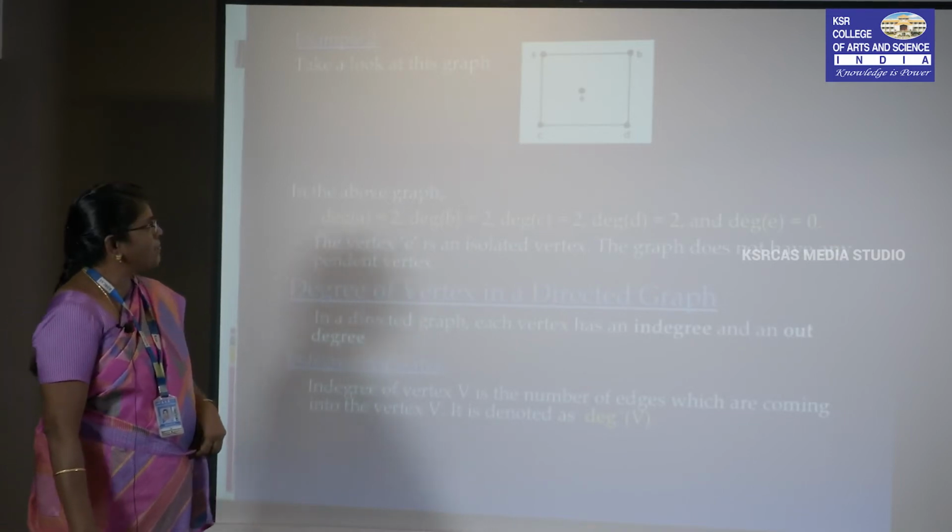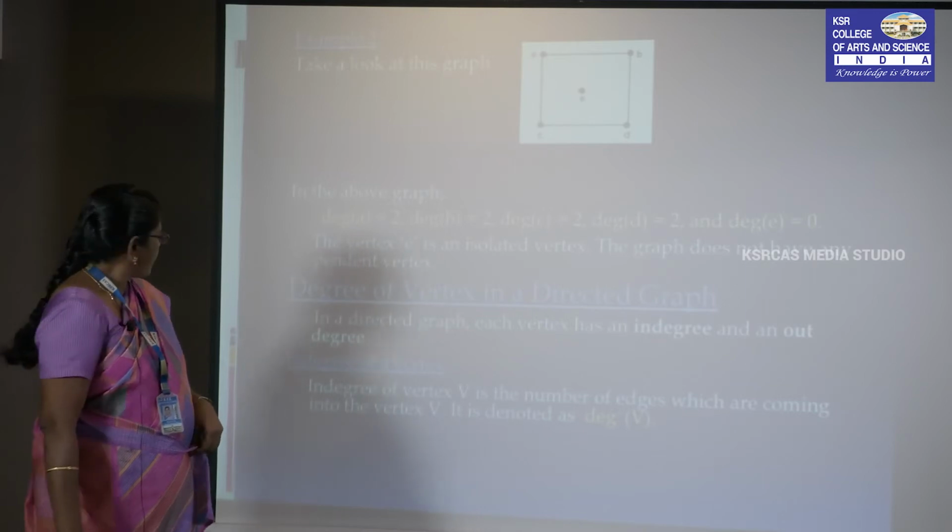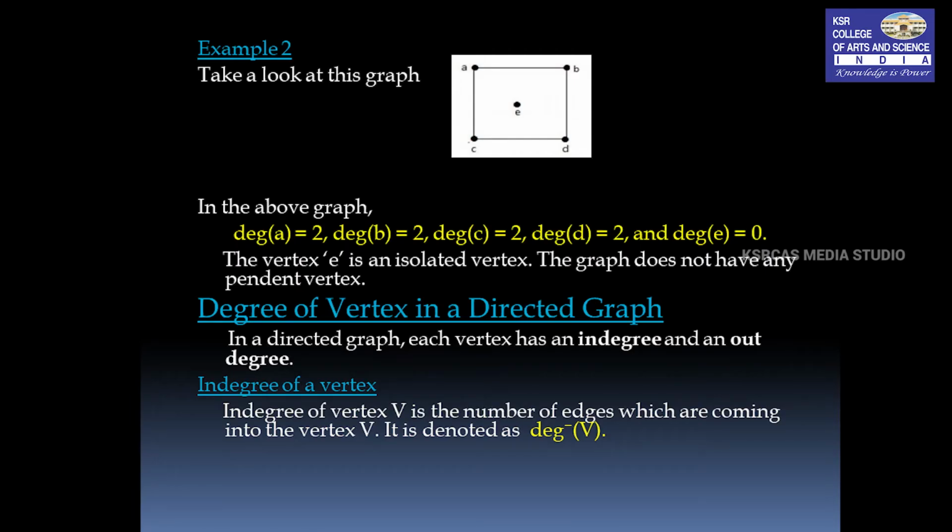There is no pendant vertex in this graph. Degree of a vertex in a directed graph. In a directed graph, each vertex has an in degree and an out degree. In degree of a vertex V is the number of edges which are incident into the vertex V, and it is denoted as degree minus of V.